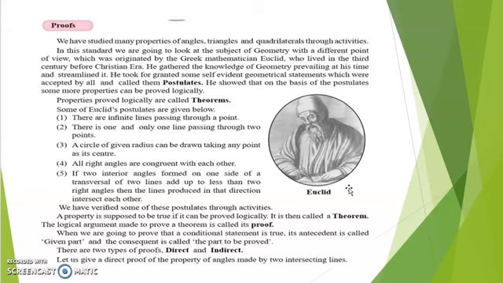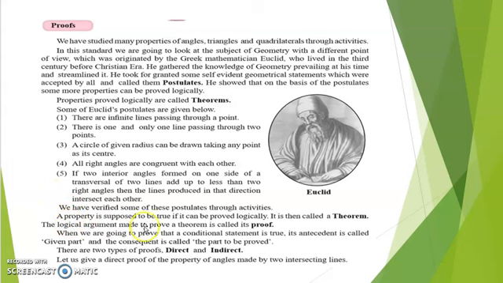He took for granted some self-evident geometrical statements which were accepted by all and called them postulates. He showed that on the basis of postulates, some more properties can be proved logically. And these properties proved logically are called theorems. So here we have some very famous postulates given by Euclid. You can read them a little later.